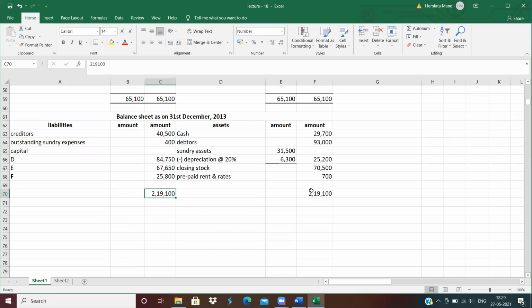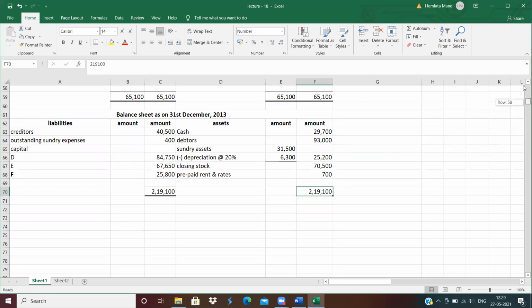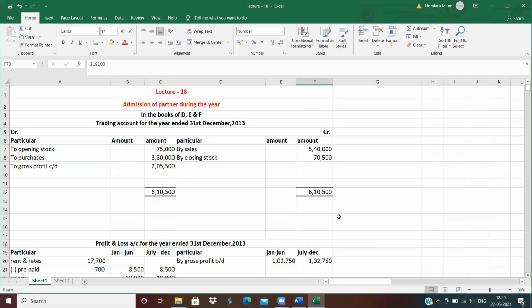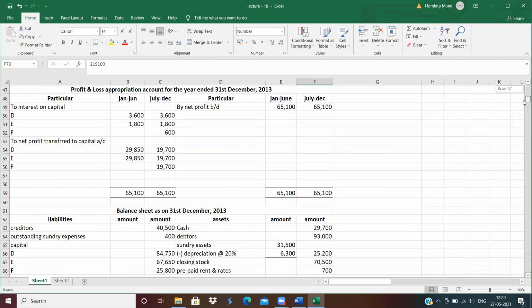How do we calculate? We just close all the balances. First close the trading account. Next close the profit and loss account. Then close the profit and loss appropriation account. In appropriation, you have to distribute the profit between these two partners only, because before 6 months only two partners were in the business. Then distribute between three partners because after 6 months there are three partners in the business.